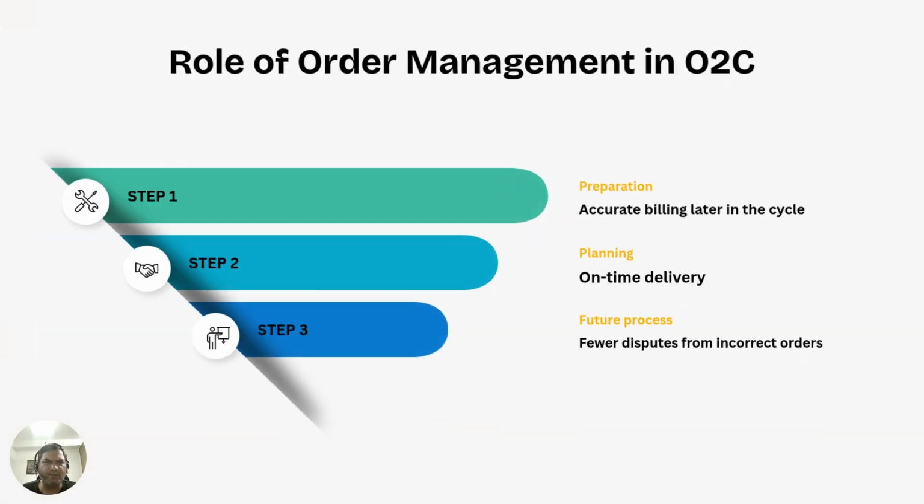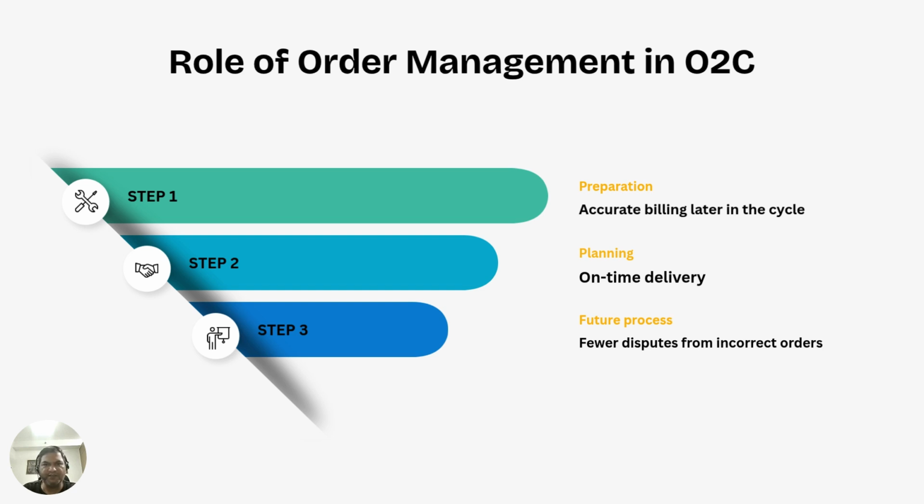Now let's see what the roles of order management are in the order to cash cycle. So the first step here is preparation, which means accuracy. When you are preparing a product, it is very important to maintain the accuracy of the product. If you make some errors at this stage, in the later stages of the order to cash cycle, there will be a lot of challenges that we will see.